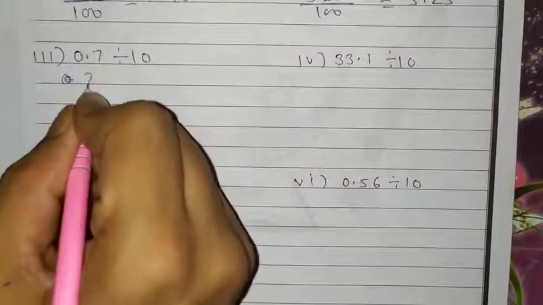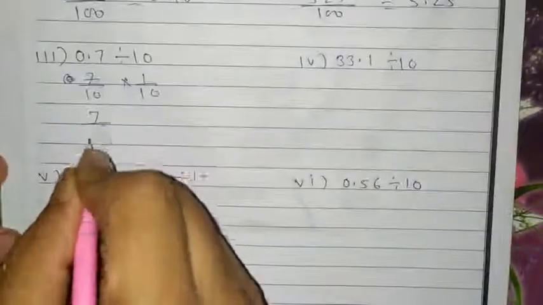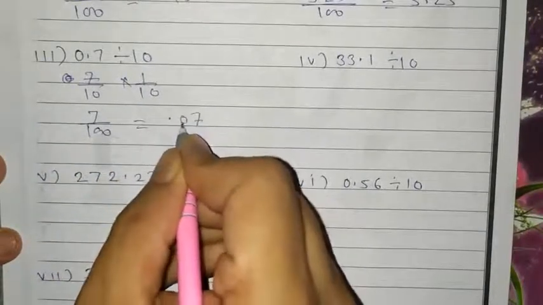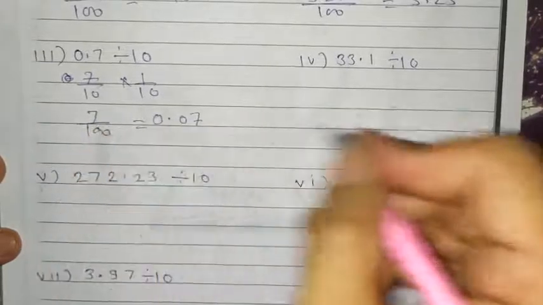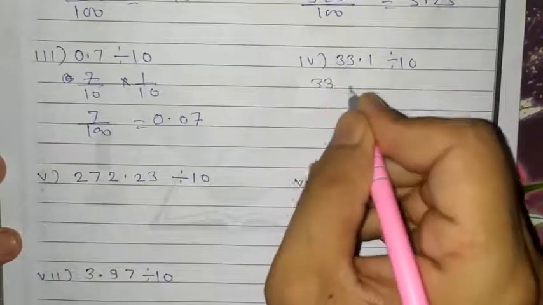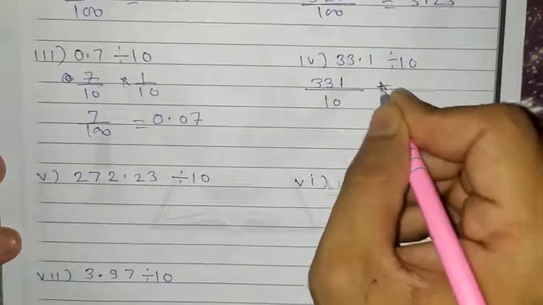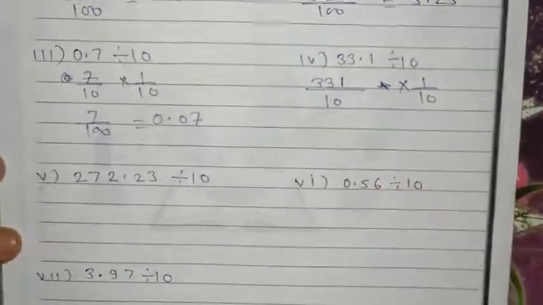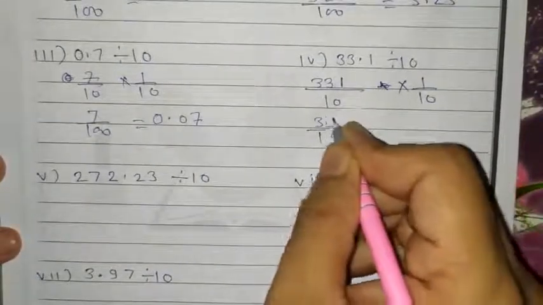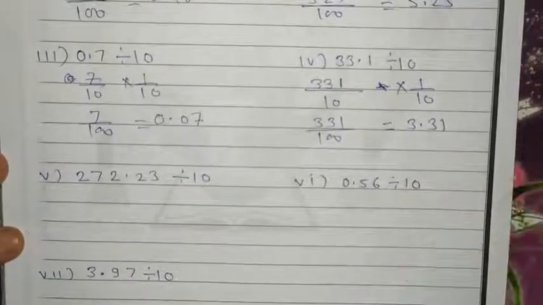Here 0.7 is there. So you write 7 upon 10 into 1 upon 10. So its answer is 7 upon 100. So it means after the point 2 numbers. So here you insert 0 because only one digit is there. So it is 0.07. Then here 33.1. So write the number without point, which is divided by 10 into 1 upon 10. It's a reciprocal of the number. So downside 10 into 10, 100. Upside 331. So its answer is 3.31.